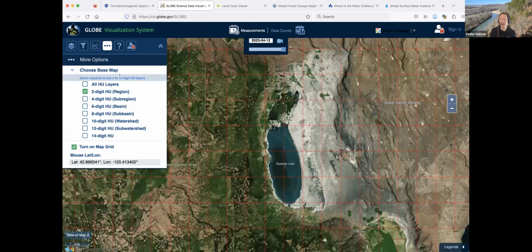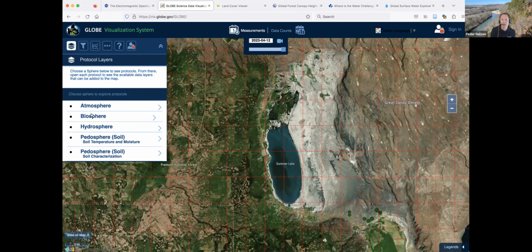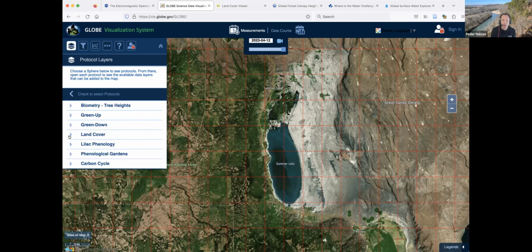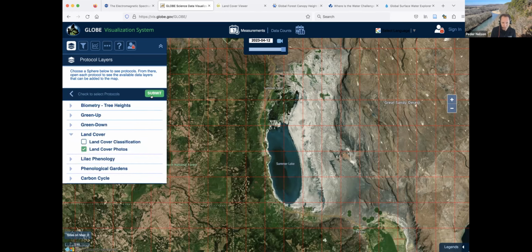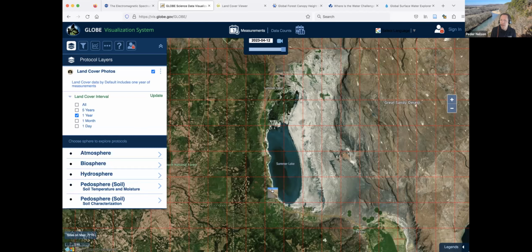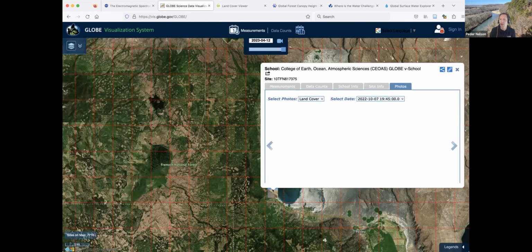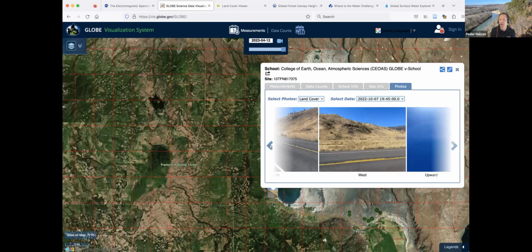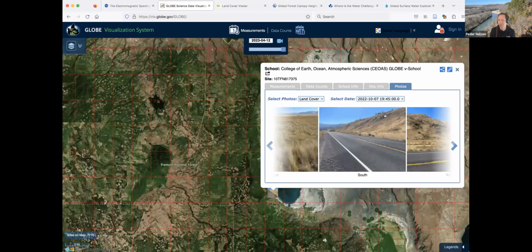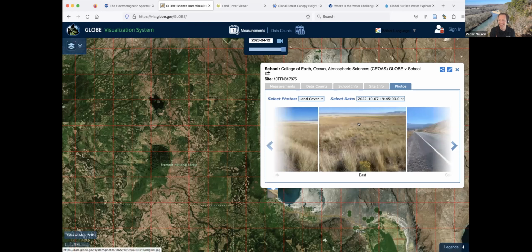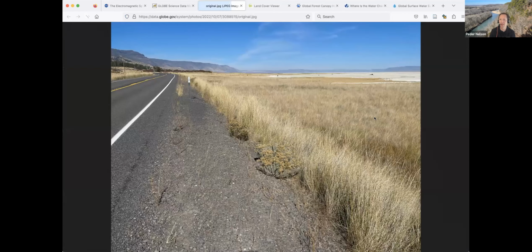But it's one of those things that as we start to step back and look at things from the space perspective, we start to see the changes over time. When we actually go in and look at, say, our land cover photos, here we can get a sense of what that area really looks like. And here we can see what that edge of the old water body looked like. As we look east, this is now an area that used to be full of water. And I'll zoom in a little bit here.